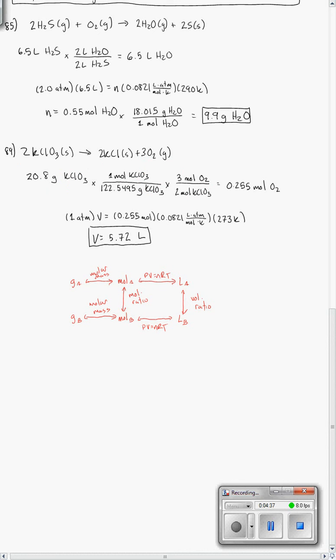Now that we've got our moles of oxygen, it's just a matter of plugging these moles into our ideal gas law, along with the temperature and pressure conditions given to us in the problem. We're told that there's a pressure of 1 atmosphere and a temperature of 273 Kelvin, because it's at STP, and the thing to remember is that STP equals 273 Kelvin and 1 atmosphere. Once we plug it in, we can solve for V, and we get a volume of 5.72 liters being produced.